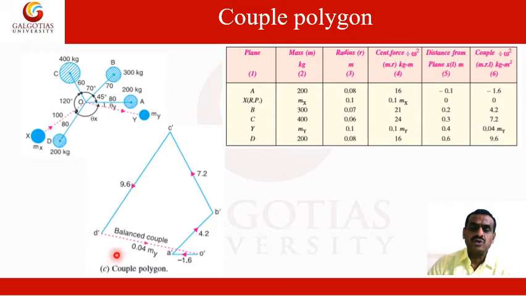Then finally, we have to close the polygon, that is O dash and D dash. This distance O dash D dash will be equal to the unknown, that is 0.04 my. So this is the procedure for constructing the couple polygon diagram.